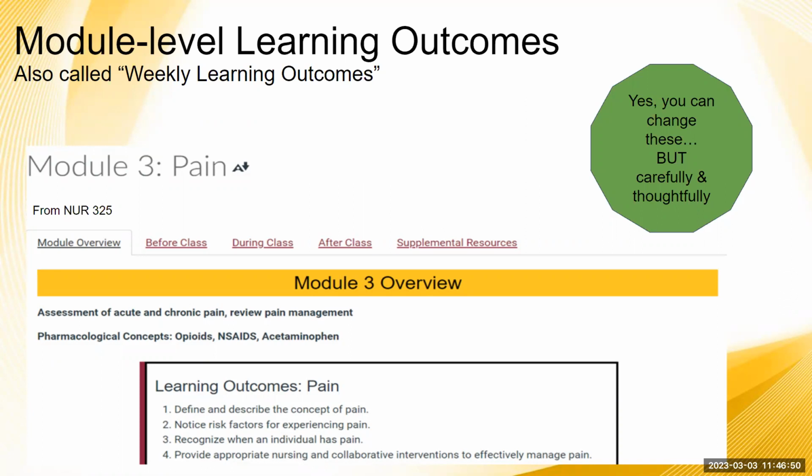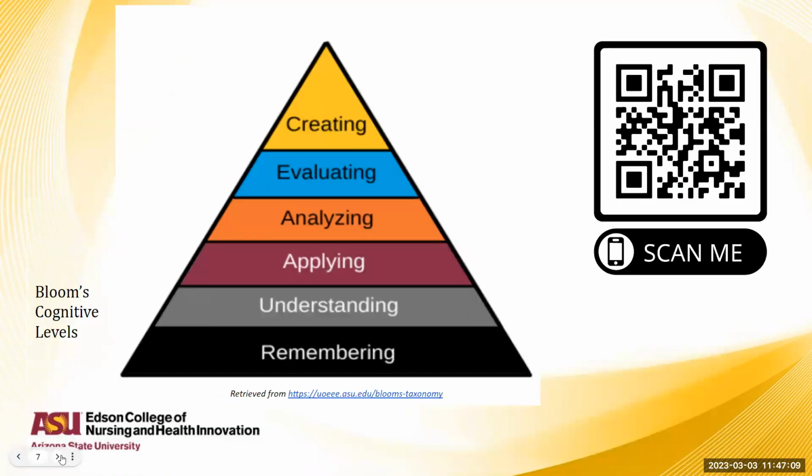So in summary, our program level outcomes are the overarching big outcomes that we want our graduate nursing students to obtain. Our course learning outcomes are set for each course, and we use these to guide our module level or weekly learning outcomes. You can scan this QR code for our handout, which includes detailed information about leveling and lots of examples of verbs in the next 3 slides.